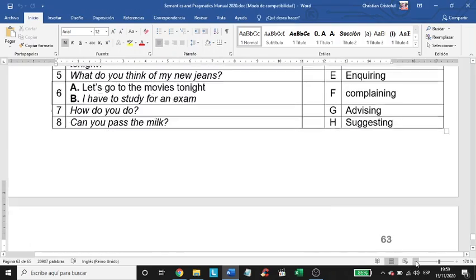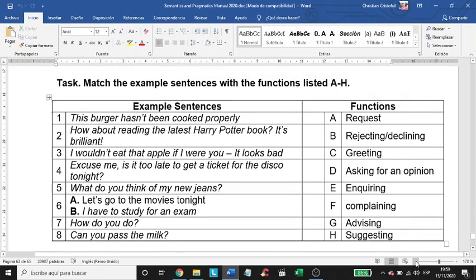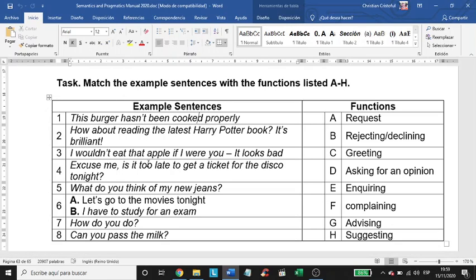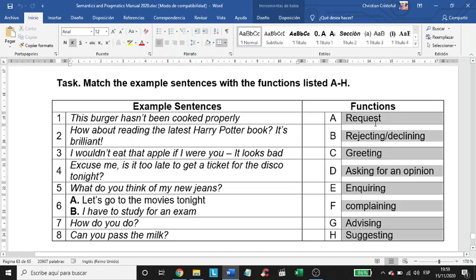Okay, here is an exercise. You need to match. So here are the locutions. Yes, this burger hasn't been cooked properly. Okay, what do they mean? And this really tests if you understand what they are saying or not, understand their intended meaning.